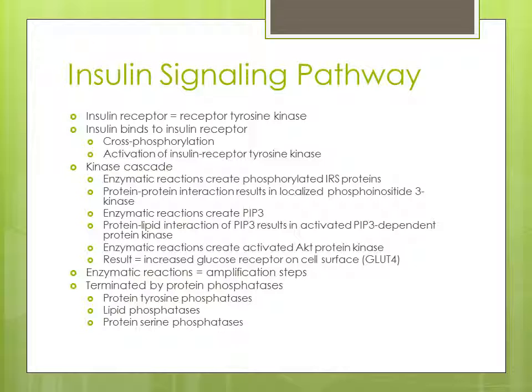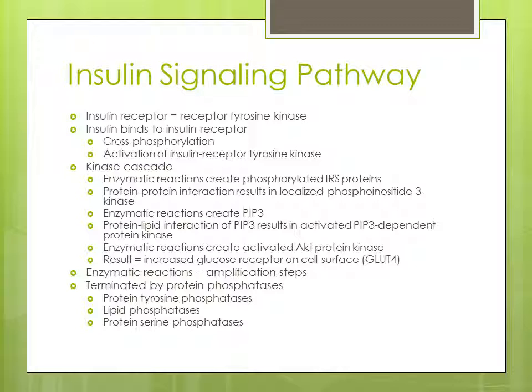The lipid kinase phosphoinositide 3 kinase binds to phosphorylated sites on IRS1 through its regulatory domain and then converts PIP2 into PIP3. Binding to PIP3 activates PIP3 dependent protein kinase, which phosphorylates and activates kinases such as AKT1. Activated AKT1 can then diffuse throughout the cell and continue the signal transduction pathway. Essentially, it is a kinase cascade that involves enzymatic reactions and amplification steps.